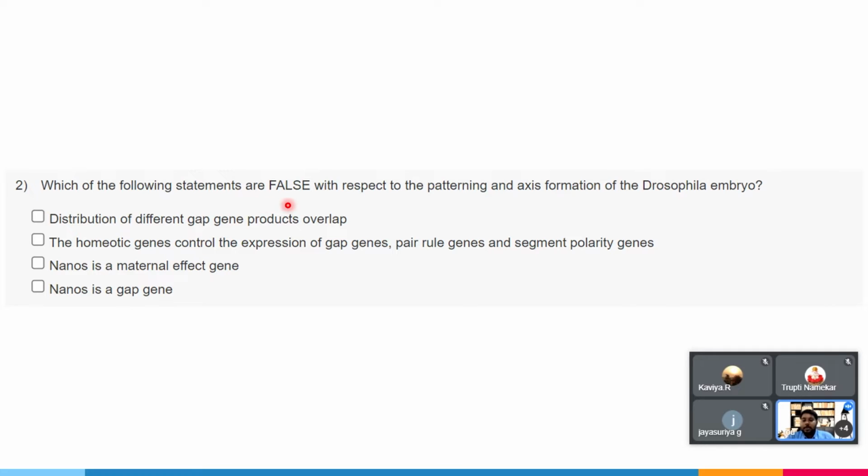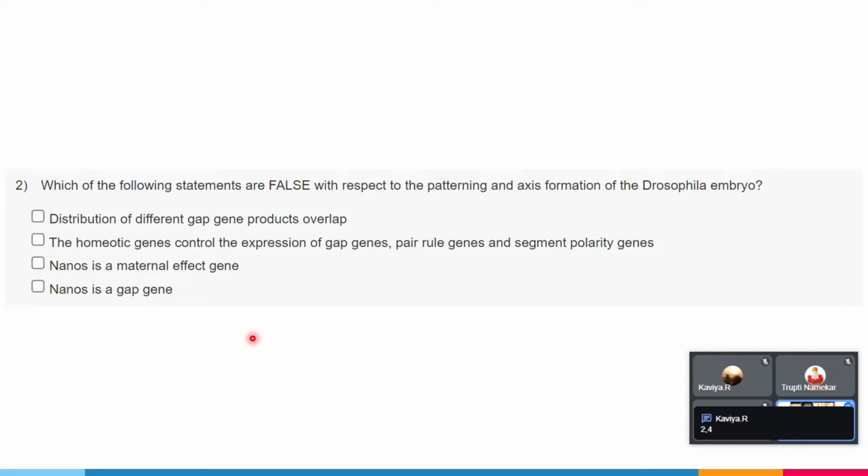Which of the following statements are false with respect to patterning and axis formation of the Drosophila embryo? So, which are false is what we have to see. The first option is distribution of different gap gene products overlap. Homeotic genes control the expression of gap genes, pair-rule genes, and segment polarity genes. Nanos is a maternal effect gene. Nanos is a gap gene. So, which of these are false? This is a multiple-answer type question, so more than one is correct.